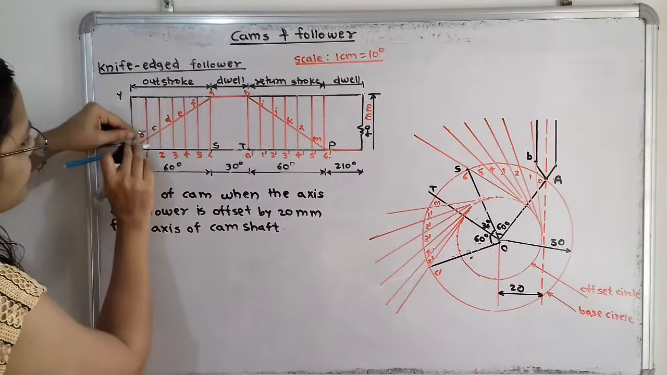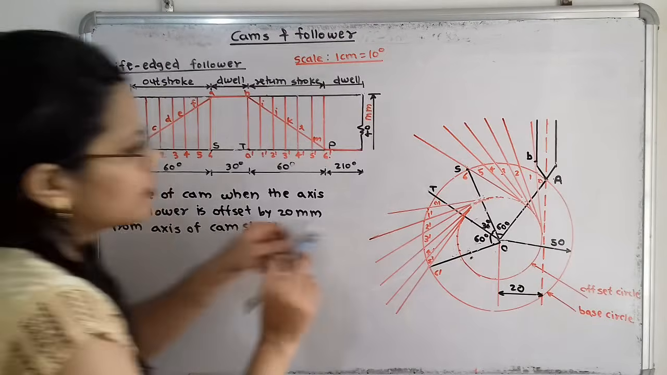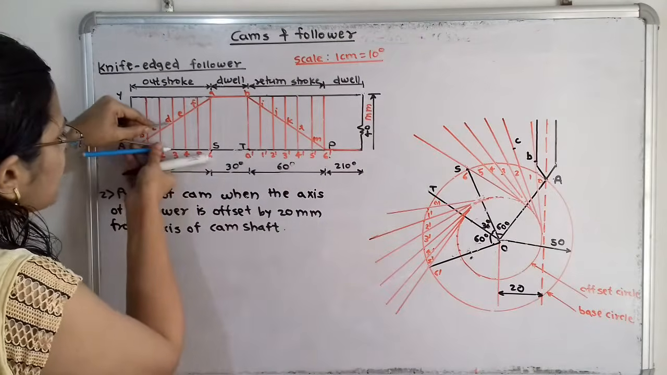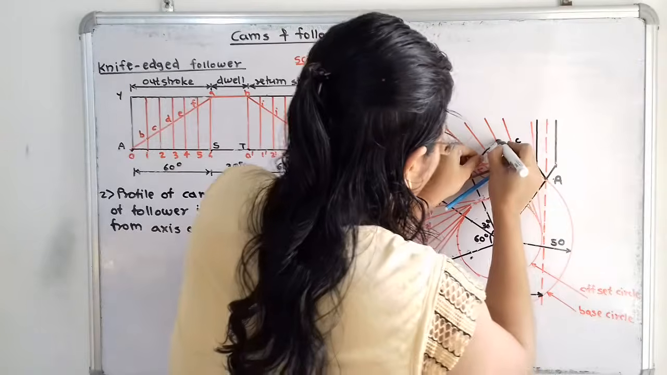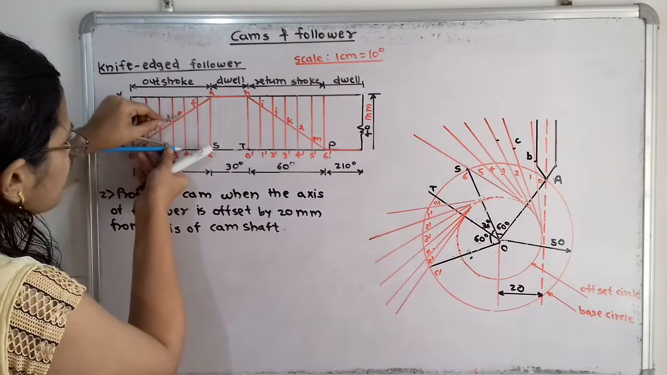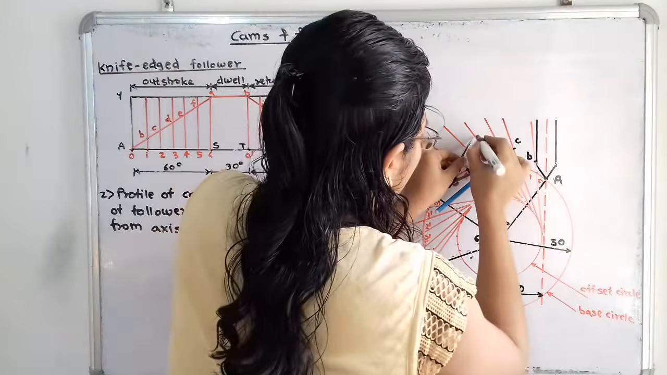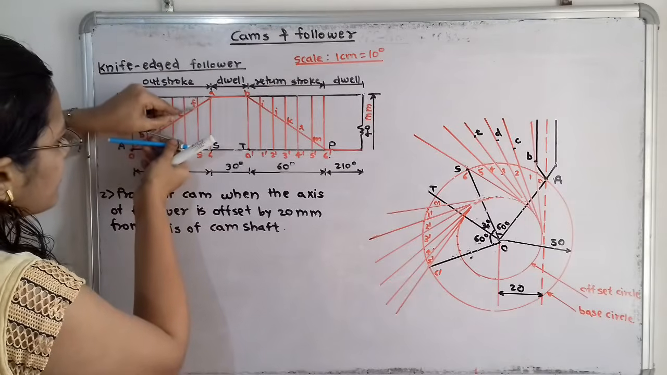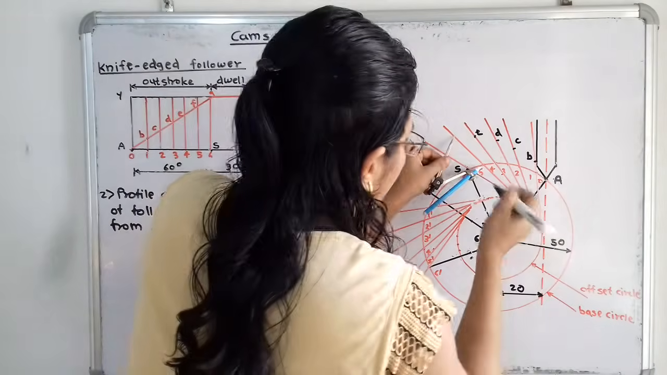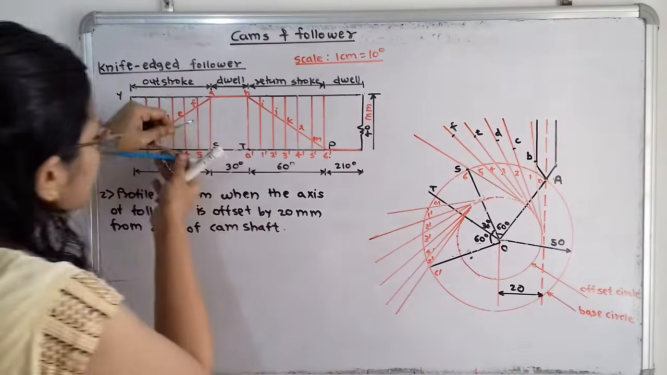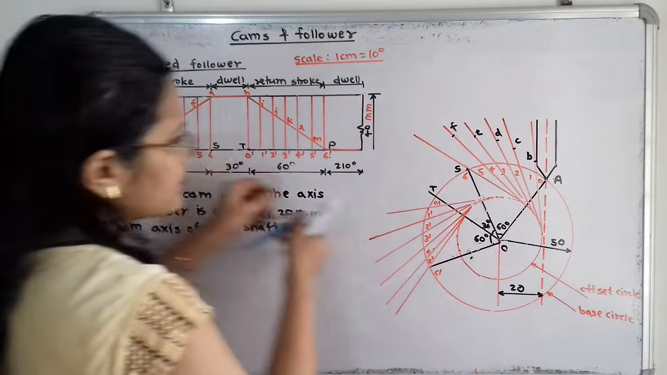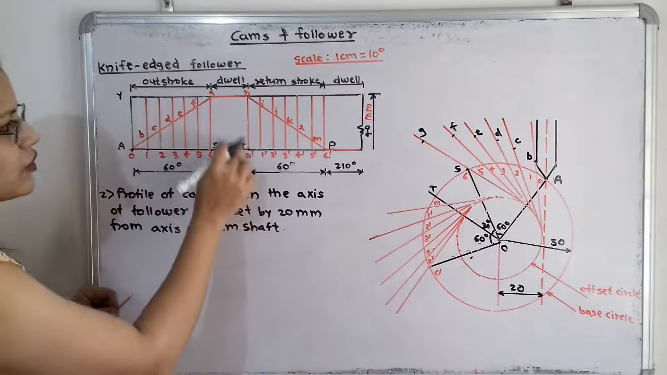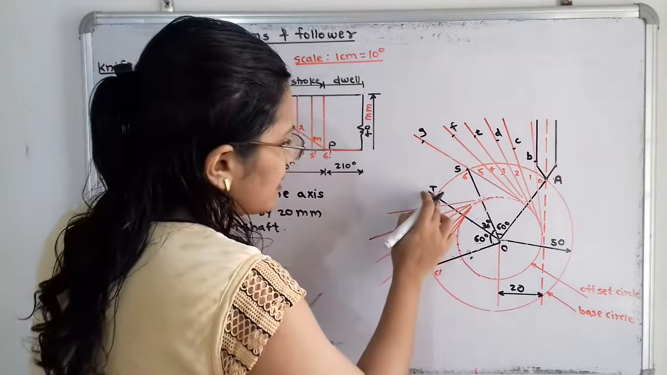Then 2 to C. Here we transfer the distance 2 to C. Then 3 to D, then 4 to E, 5 to F, and 6 to G. Now the same distance is from 0 dash to H. So here is the line, that is 0 dash to H.